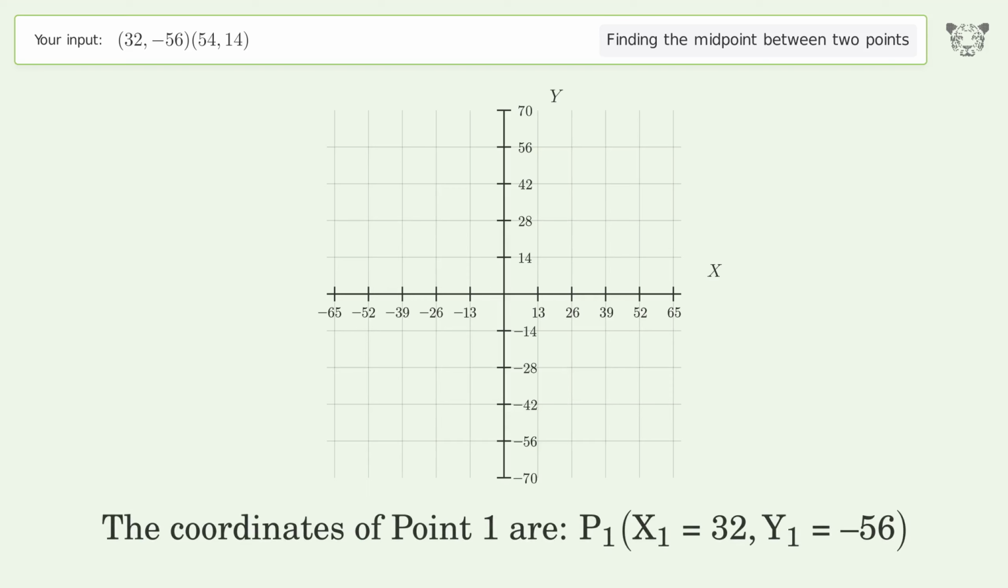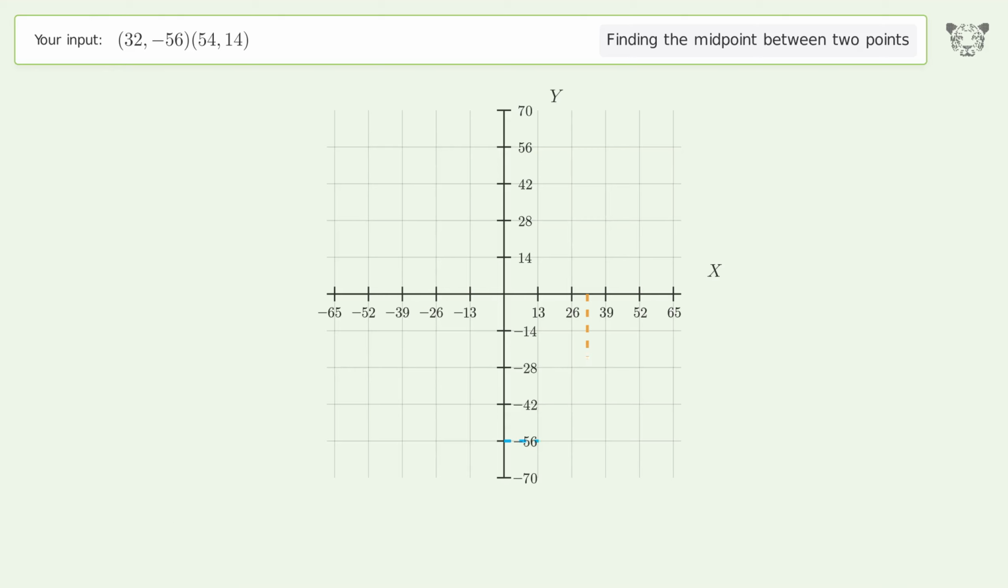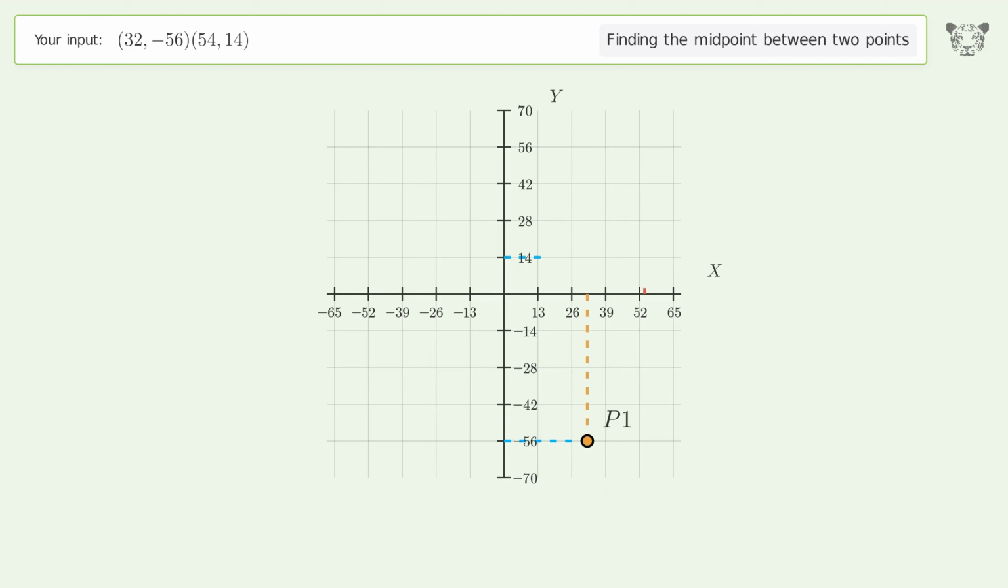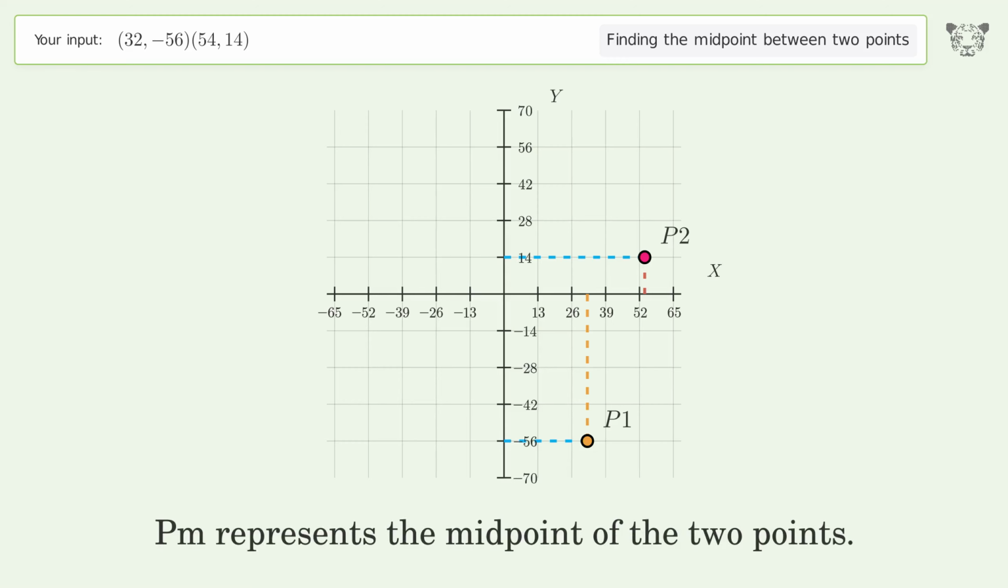The coordinates of point 1 are, x1 equals 32, y1 equals -56. The coordinates of point 2 are, x2 equals 54, y2 equals 14. PM represents the midpoint of the 2 points.